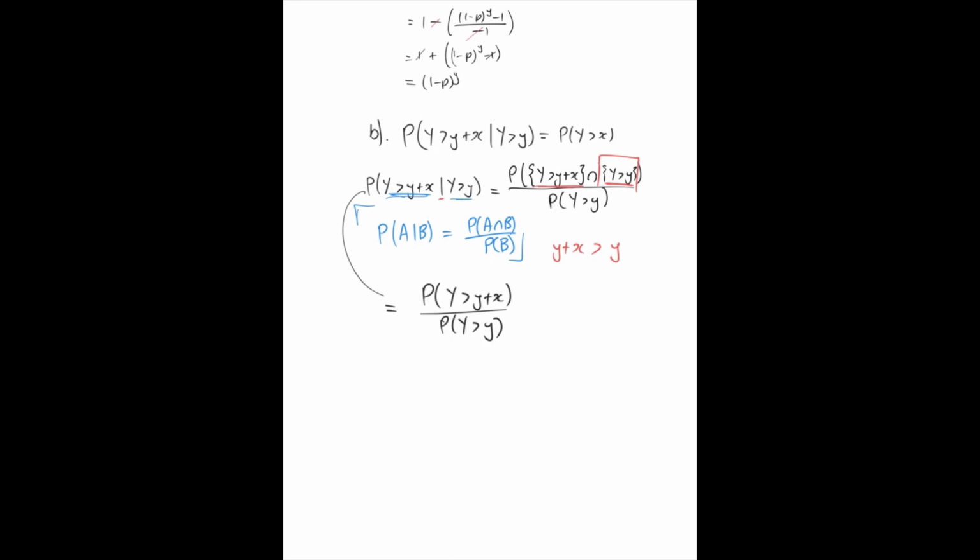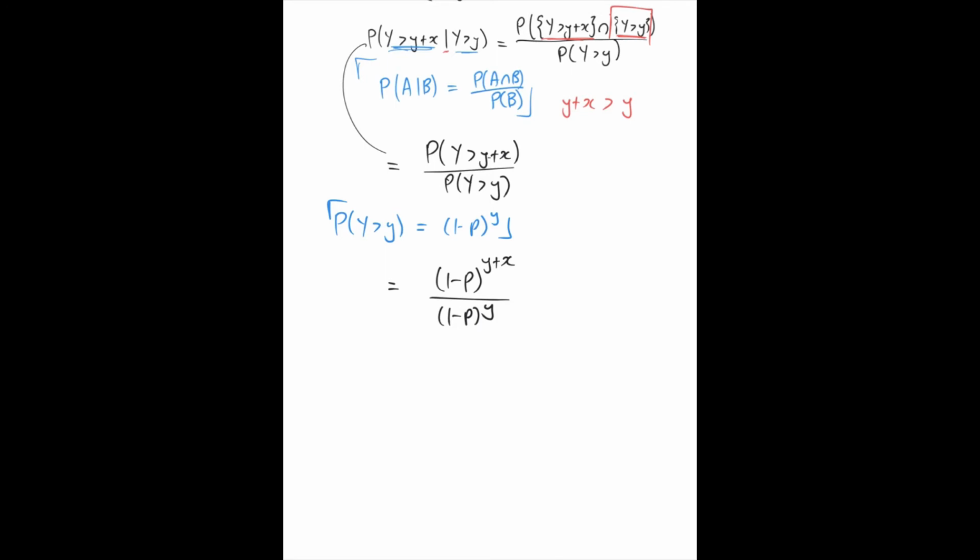So, now we've got this, we can use the definition of our inverse CDF. In part A, we showed, I'll write my little aside, that the probability Y is greater than y is given by (1 - p)^y. That's our little aside. So in this case, our y is now y + x. So the numerator becomes (1 - p)^(y+x), divided by, now the denominator is the same thing as our previous question, so it's (1 - p)^y.